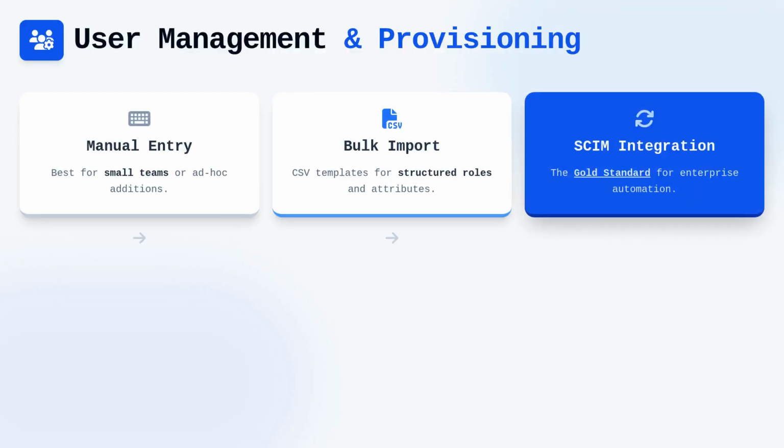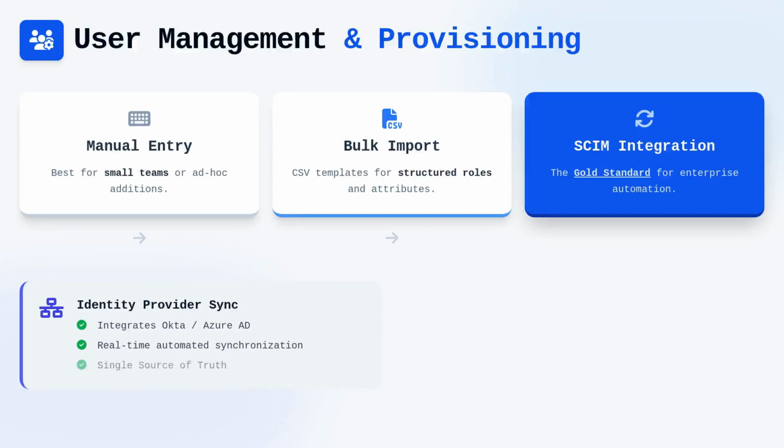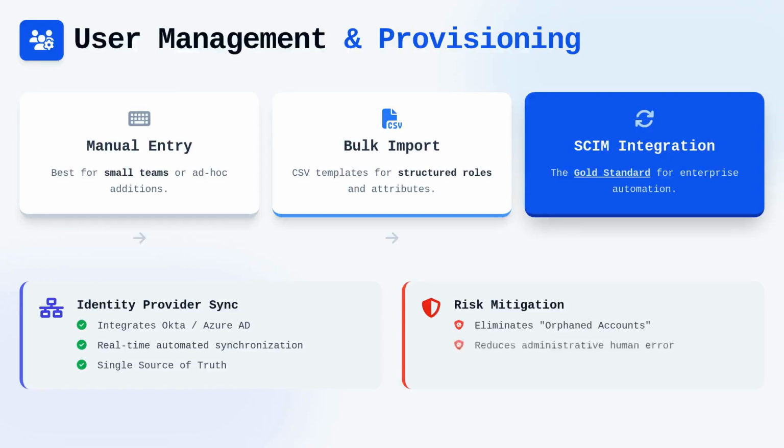However, the gold standard for mature Genesys Cloud organizations is the implementation of SCIM, or System for Cross-domain Identity Management. By integrating your existing identity provider, such as Okta or Azure AD, with the Genesys Cloud SCIM endpoint, you enable near real-time automated synchronization. This architectural pattern ensures that when an employee leaves the company or changes departments in the source of truth, their access and attributes in Genesys Cloud are updated automatically without manual intervention. This strategy drastically lowers the surface area for administrative errors and security vulnerabilities related to orphaned accounts.